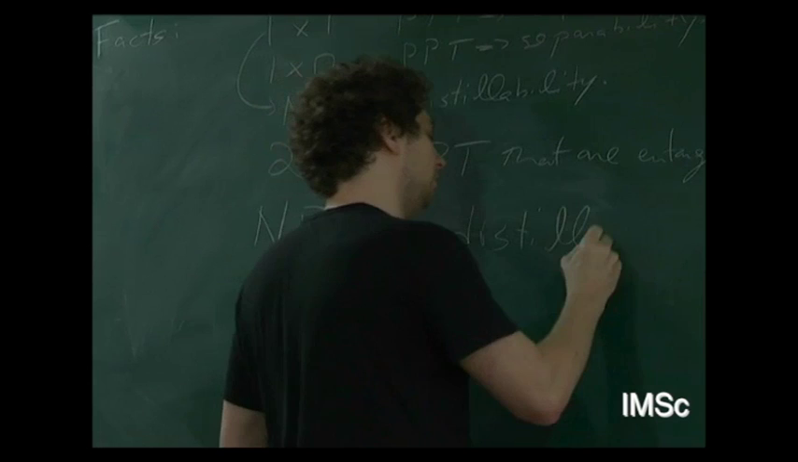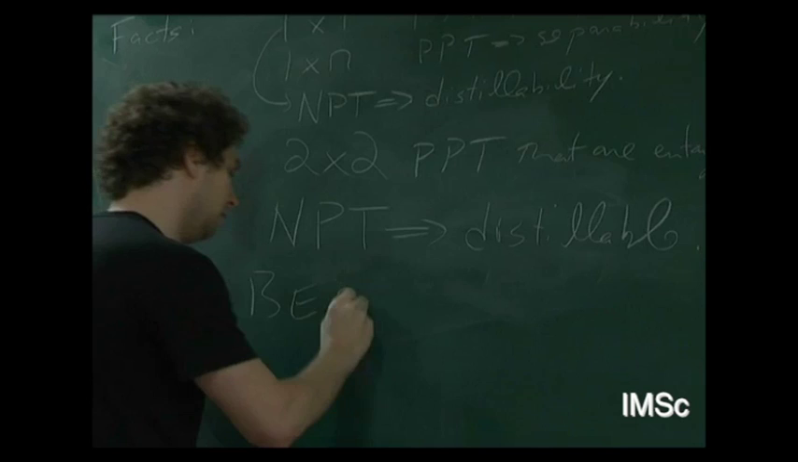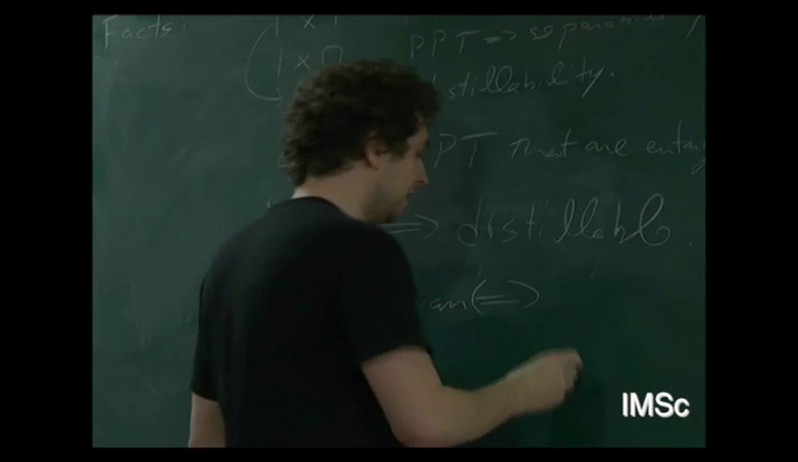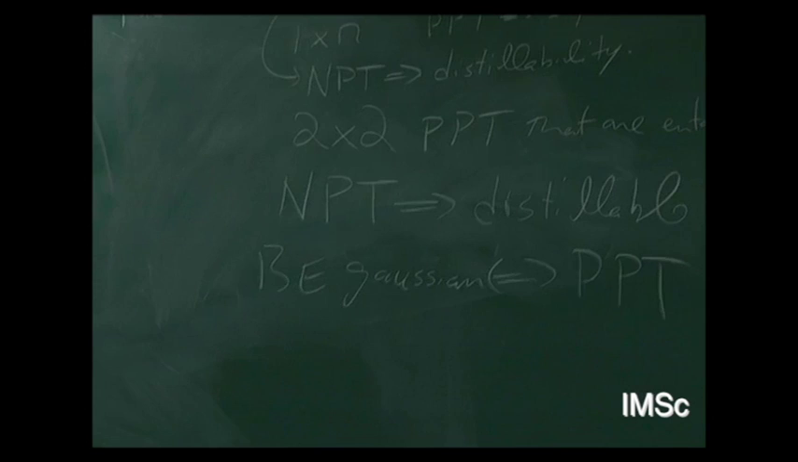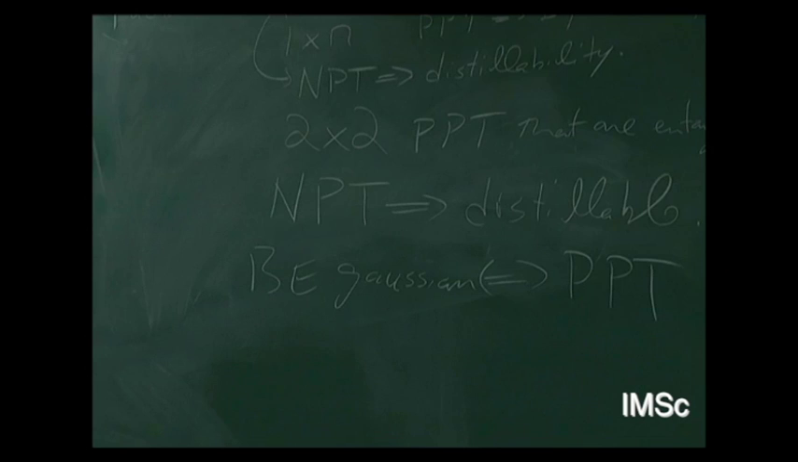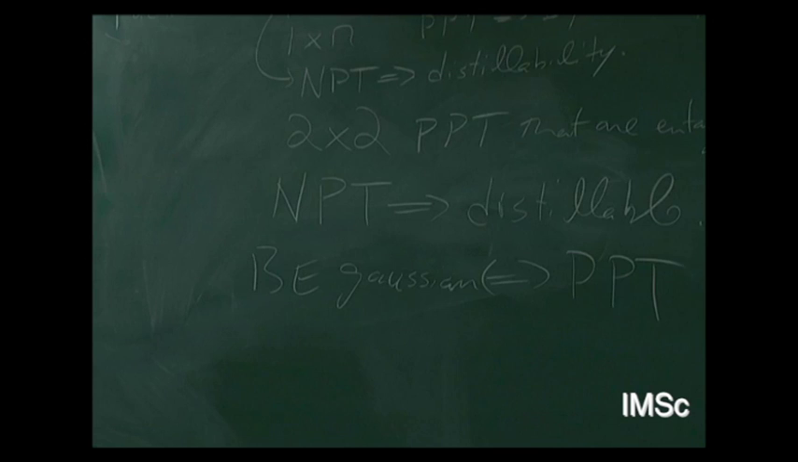So bound entanglement for Gaussian states is just exactly the same thing as positive partial transpose. It's an if and only if statement, which is, I think, really cool. And that's an example of how things can get a little bit simpler when you're trying to think about Gaussian states rather than general states, or even rather than finite dimensional states.